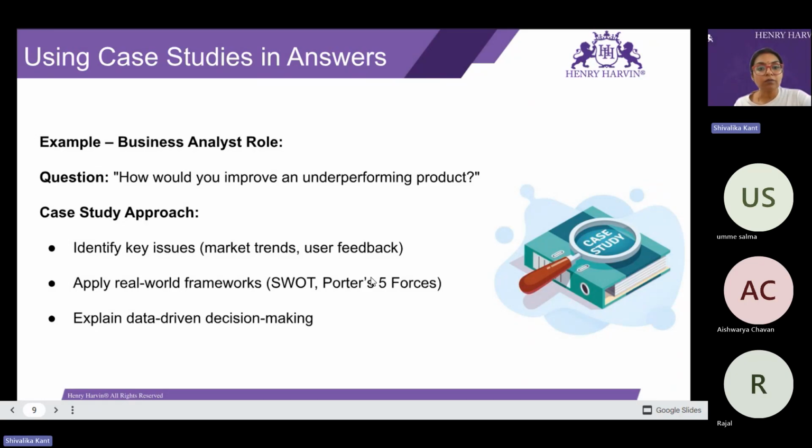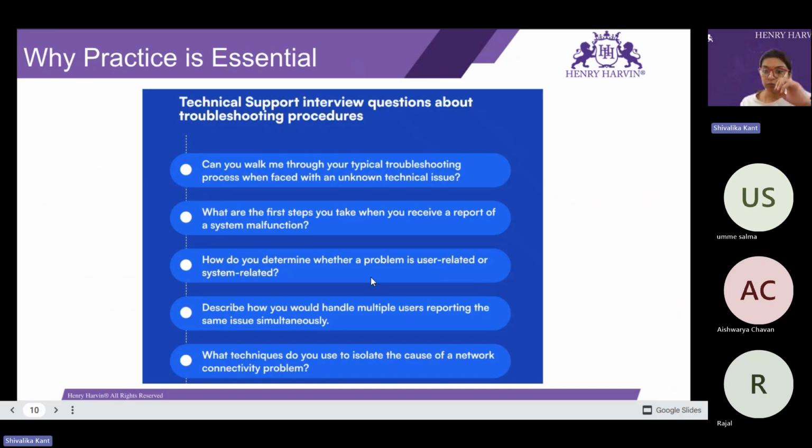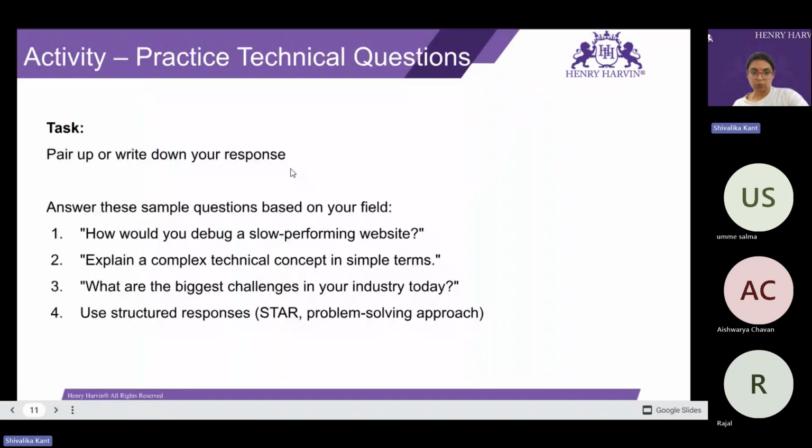This practice is very, very important for you. So do your homework well and then work on such types of questions. For example: what are the first steps you take when you receive a report of system malfunction? Describe how you would handle multiple users reporting the same issue simultaneously. Such questions they will ask, and obviously they will be related to your field, and accordingly you can answer them.